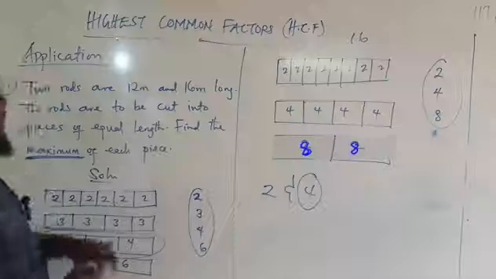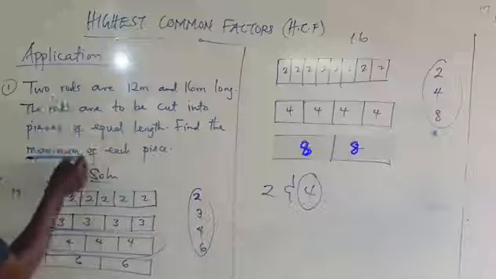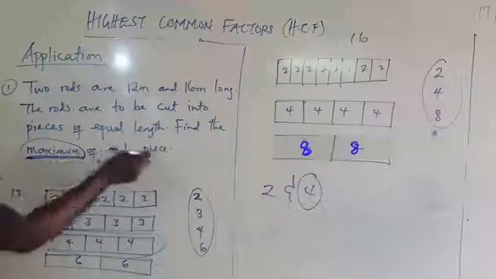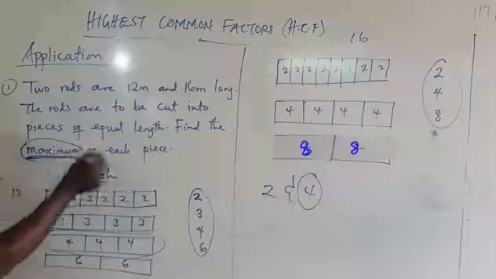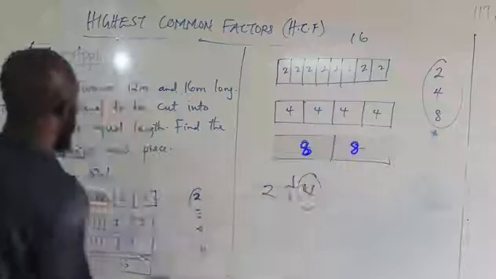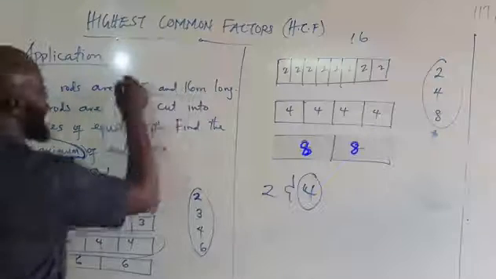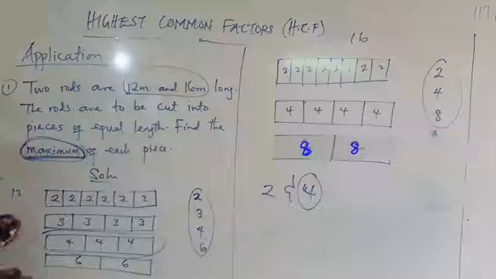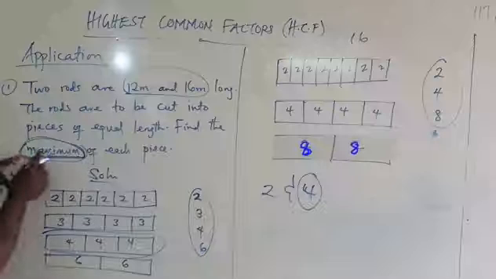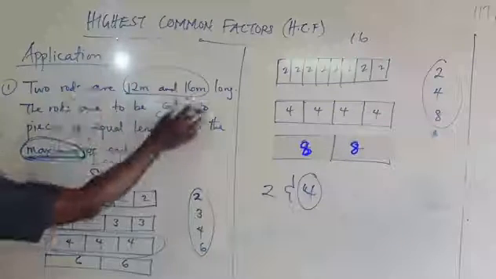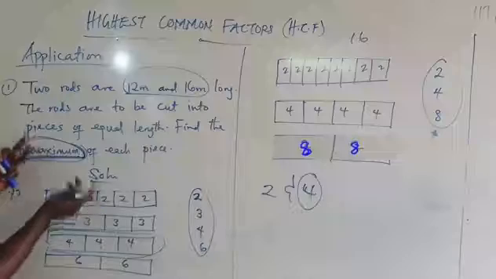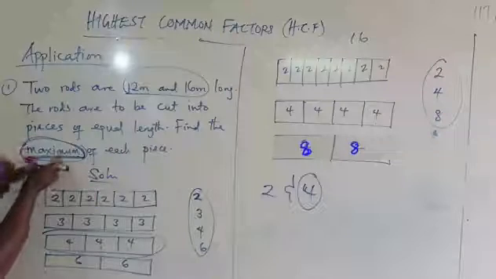So which means if they ask us this, we look at the maximum length of each piece. What is it? It is 4 meters. So indirectly the question is asking us to find the HCF of 12 and 16. So take note of this. Anytime you hear this, you have two numbers and you're looking for the maximum of something between the two of them, you are talking about HCF.